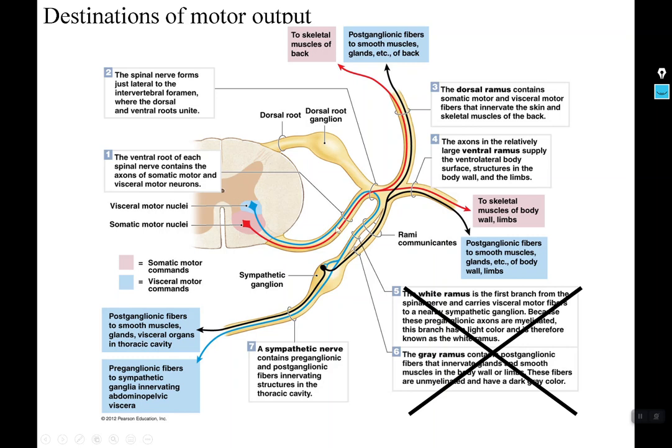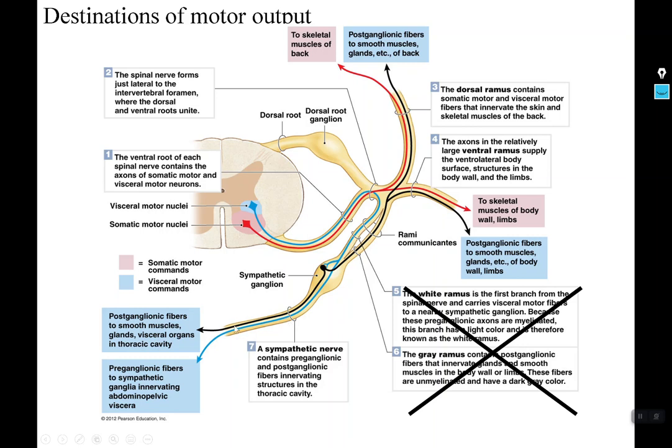So if we look at what comes through here, we can see that the visceral motor nuclei send out axons that synapse on the cell bodies of a sympathetic nerve. So that's this cell body right here. And then the sympathetic nerve, which this is actually a sympathetic ganglion, so there's many of these, we're just showing one, that sends output both to the dorsal and the ventral ramus and also to the sympathetic nerves themselves, which innervate the inner body structures.